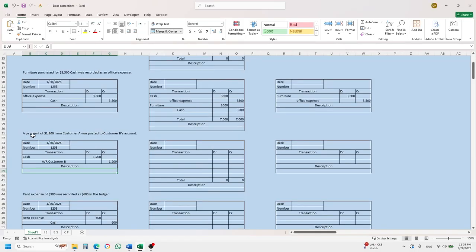Next one, a payment of 1200 from customer A was posted to customer B's account. This is an error of commission. Why? The amount is correct, 1200. The type of account is correct, accounts receivable, but it was posted to the wrong customer account. This is a mistaken posting, not in principle or amount.